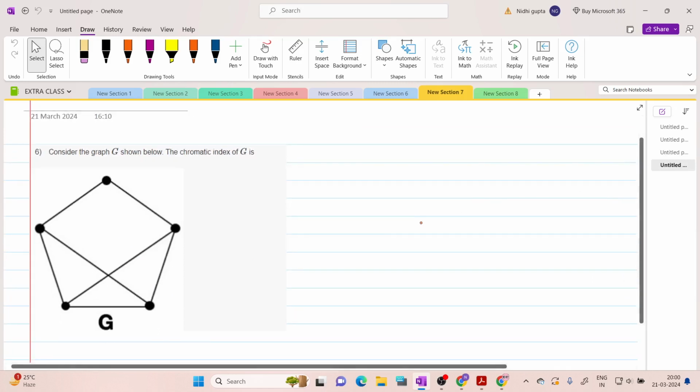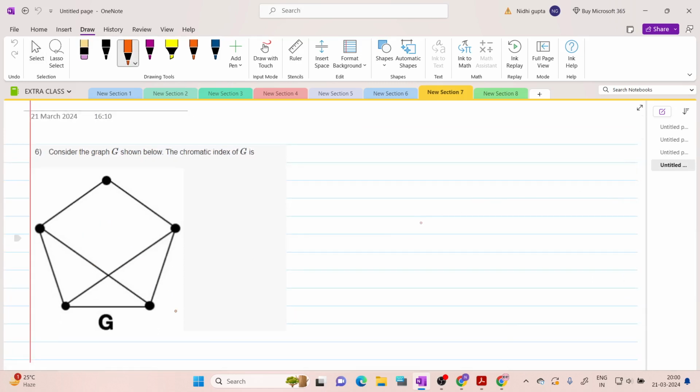Now this graph. So what is the chromatic index for this graph? The maximum degree is 3. So let's try to give 3 colors. We'll look at the maximum degree vertex. This is a maximum degree vertex. We'll give all three different colors: red, blue, green.